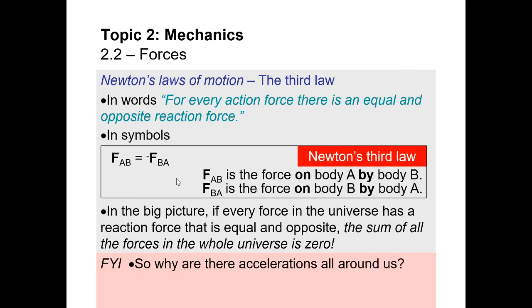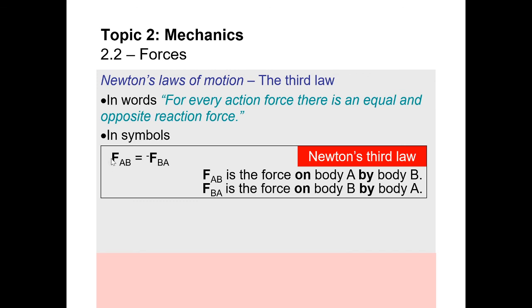So this is how you would show it using symbols. F sub AB is equal to minus F sub BA. What this means is the force of object A on object B is equal to the force of object B on object A, but with a minus sign in front. And the minus sign just means it's going in the opposite direction. So the magnitudes of the forces are the same, but the directions are opposite, just as we know that negative east is equal to west.